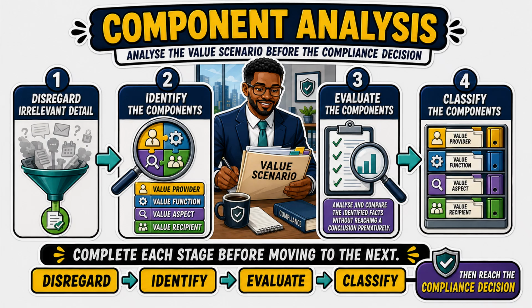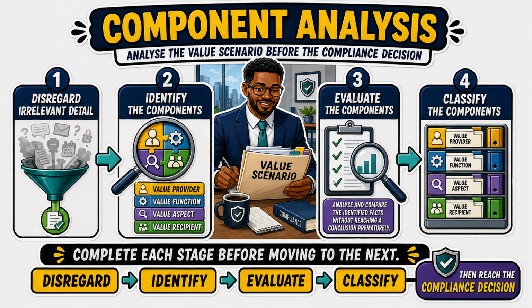Stage 1 is to disregard irrelevant detail. A value scenario may contain names, job titles, relationships, locations, or background facts or mediums that do not affect the legal classification. You must set these details aside so that you can focus on the facts that are relevant. This does not mean that you ignore facts without considering them. You first decide whether the fact is relevant. You disregard it only when it does not affect the identification, evaluation, or classification of the component.